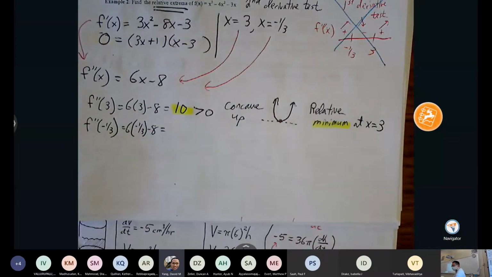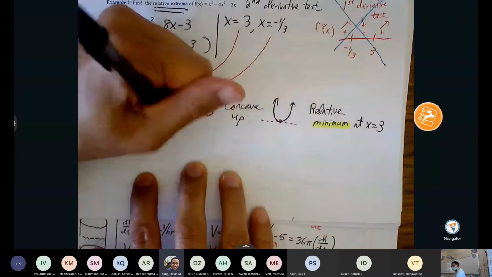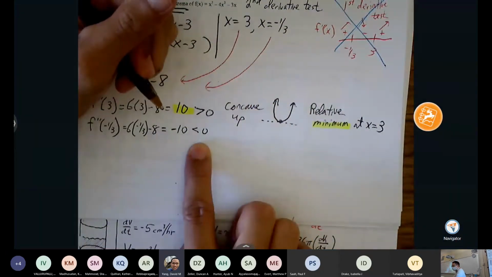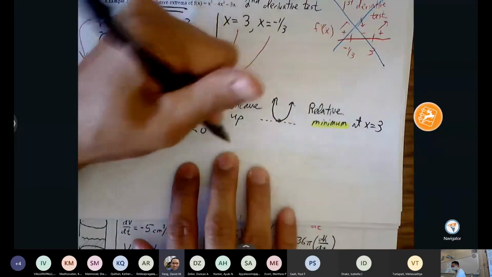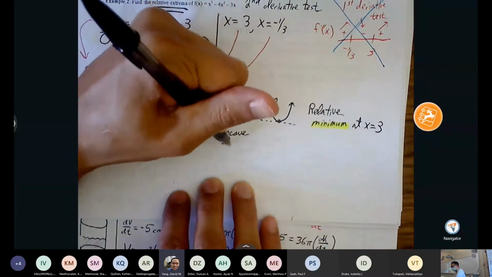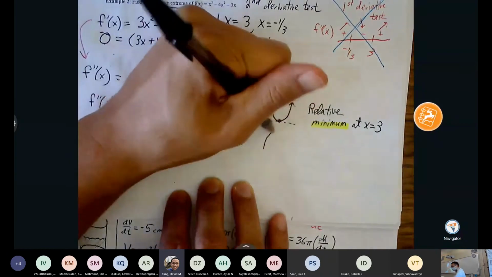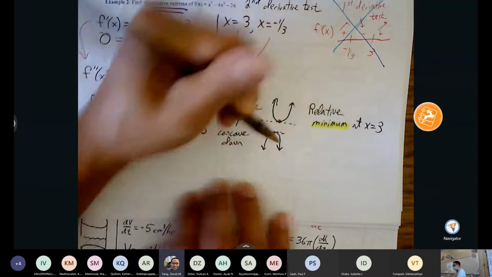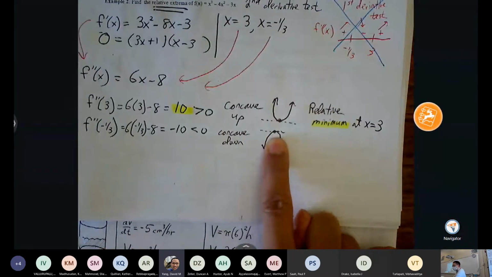Okay, what do you guys find here? Negative 10. Therefore, there's a relative max. Okay, so let's make the connection here. Concave down. Concave down looks like this. The only place with the slope 0 for concave down is that point, and that point must be a relative maximum.